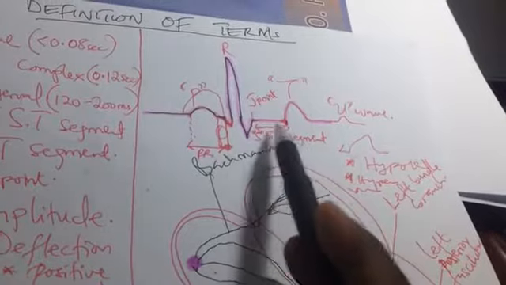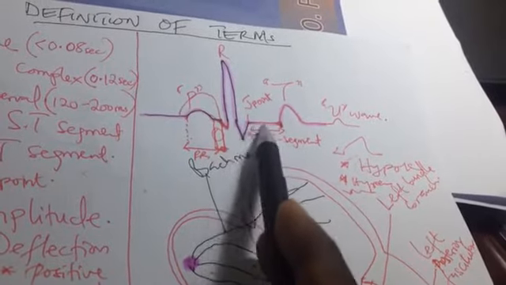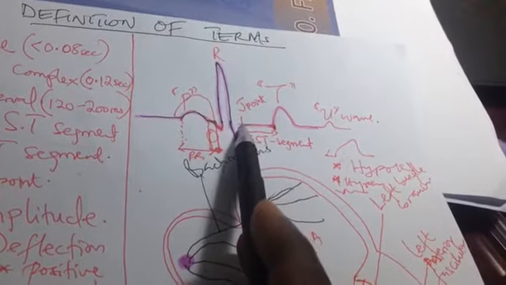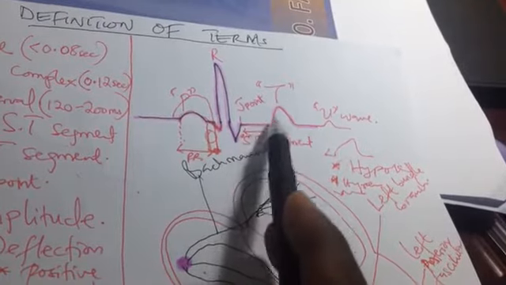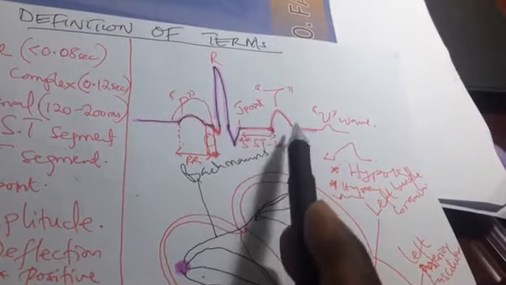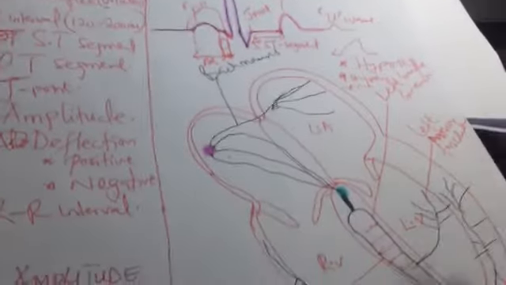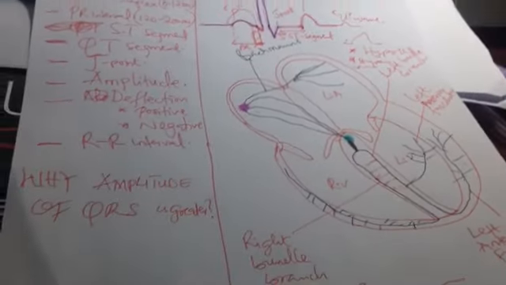So this is the J point, connecting the S wave with the ST segment. We have the T wave, and then we have the U wave. So that's it. Thank you very much.